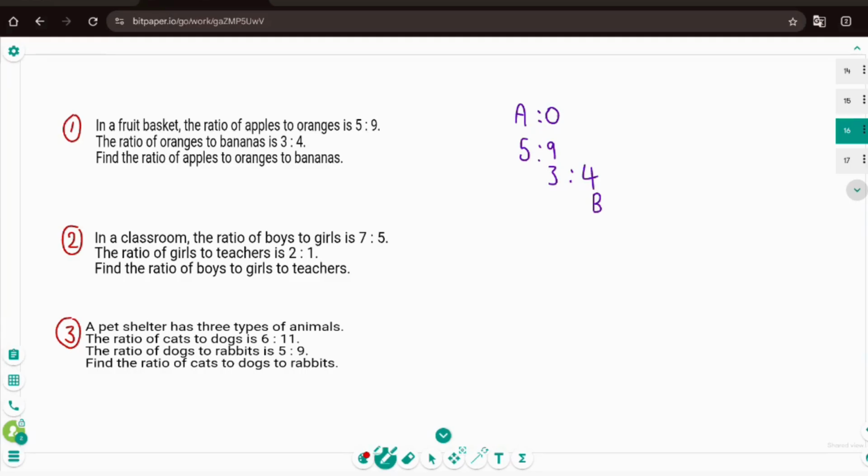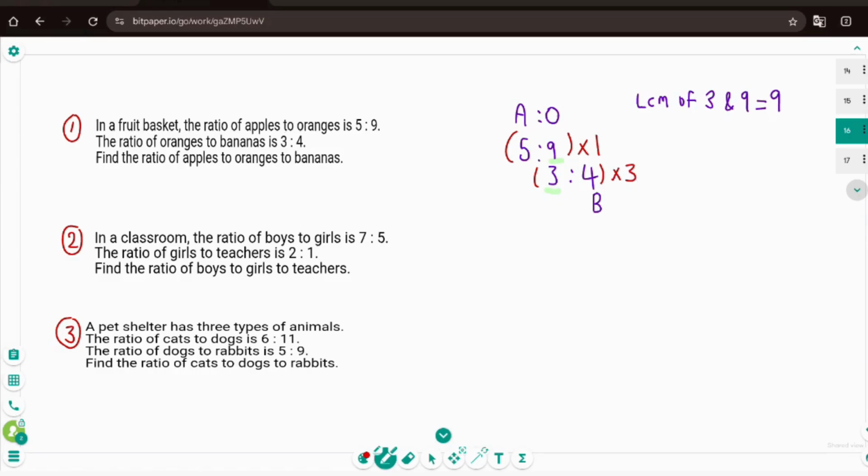Okay, so it's the oranges we want to make the same. So what's the lowest common multiple of 3 and 9? Well, if I wrote out the 3 times table and 9 times table, you would find that the lowest common multiple is 9. So what do you multiply 9 by to get 9? Well, it's just 1. So we're really multiplying the top ratio by 1, or we're leaving it the same. I want to make this bottom ratio, this 3, into 9. How do we make that into 9? We multiply it by 3, so we've got to multiply the whole thing by 3.